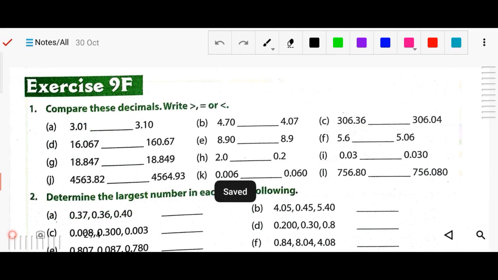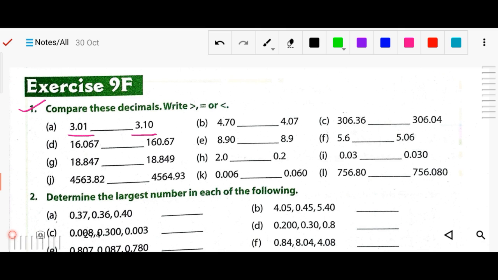Now we will solve exercise 9F. The first question is here: compare these decimals and write the greater than sign, equal sign or less than sign. So we have to put it. First you can check 3.01 and here is 3.10. The same method we will follow here.